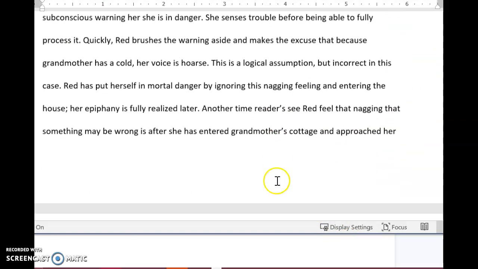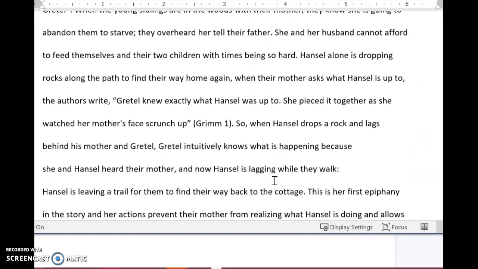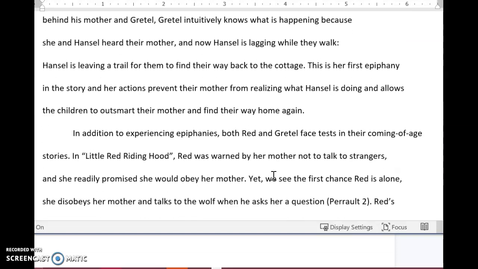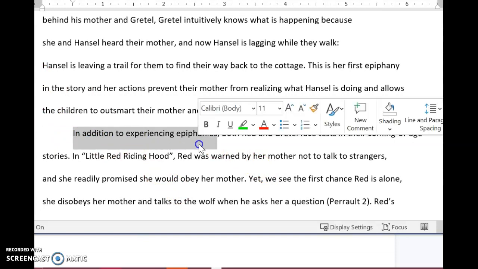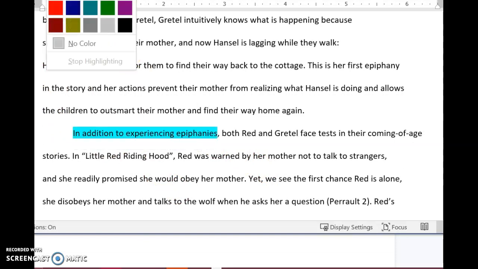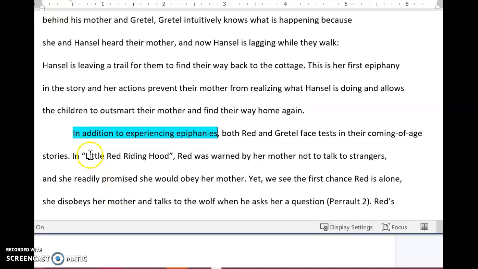I'm going to scroll down. Notice this first paragraph is long. That is totally fine. Then I have, in addition to experiencing epiphanies. So again, that's a transition phrase, and I'm going to highlight that blue. And I cannot move the second paragraph around. I can't make this the first one unless I change my transition word. So what I have effectively done is I have built each paragraph on the one that came before it.